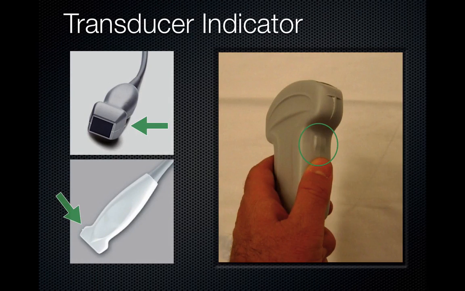Every transducer has an orientation marker or an indicator on it. Depends on the brand of ultrasound machine that you're using as to what the indicator appears like. Sometimes it's a bump, sometimes it's a knob, sometimes it's a light. This indicator is lined up with the dot on the screen so that the sonographer can tell left from right, up from down.